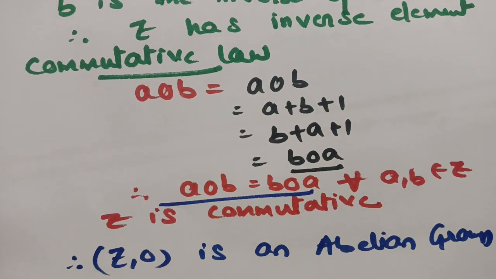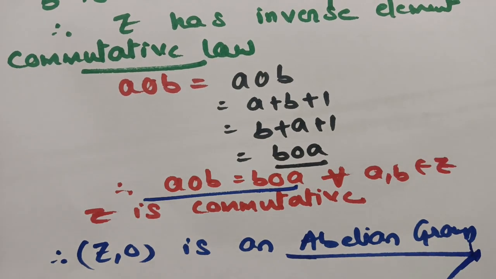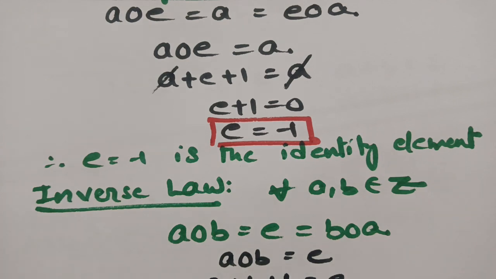So Z satisfied the closure law, associativity, identity, inverse, and commutative law. If all the 5 properties hold, then we say that Z comma circle is an abelian group with respect to circle. So it is very easy to solve. If you follow these videos, it will be very helpful to show it's an abelian group or a commutative group.